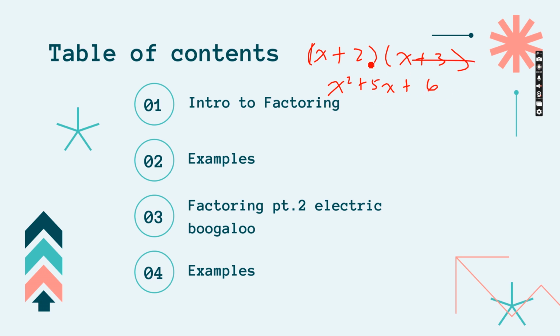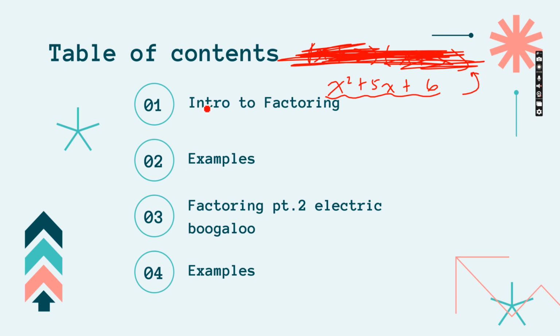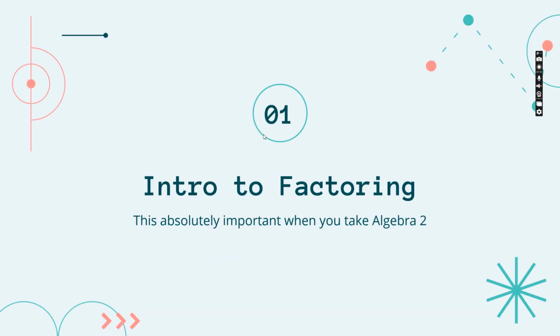But let's say, for example, we didn't know what our starting problem was. How do we factor this to get what we had originally? That's what we're going to be doing today. Here is what we're doing: table of contents, intro to factoring with some examples, and factoring part 2, which expands upon it a little bit more and shows you some shortcuts, as well as the appropriate examples.